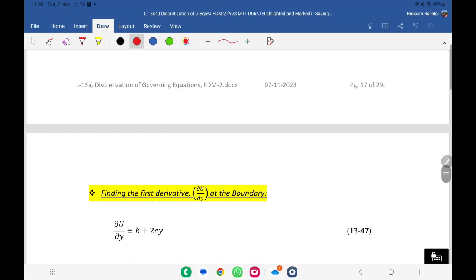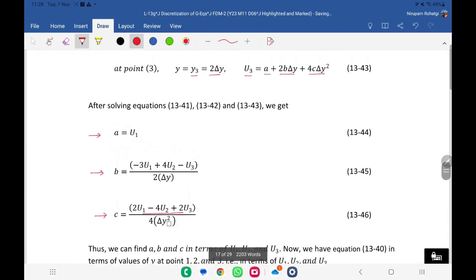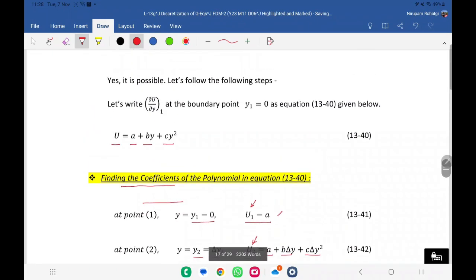Now we will talk about first derivative. So this equation which we were talking about, we can know this equation now. A, B and C are known in terms of U1, U2, right? So you can fill here and you'll get it. Or U3 also, right? U1, U2, U3. You fill it, you'll get it.